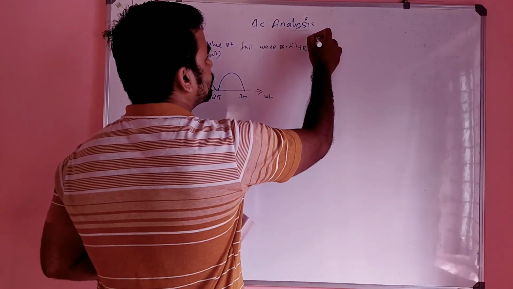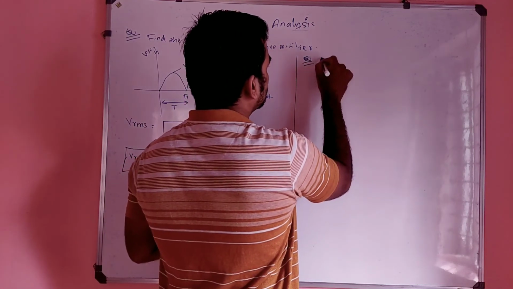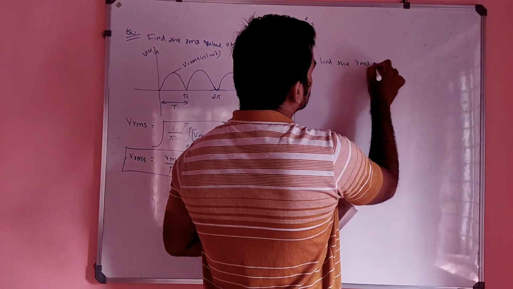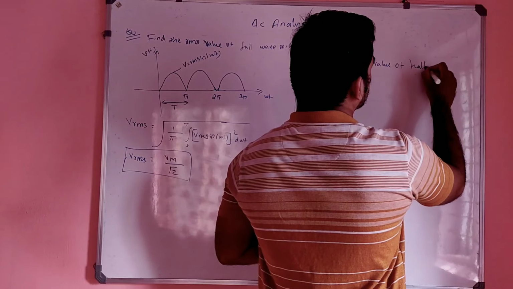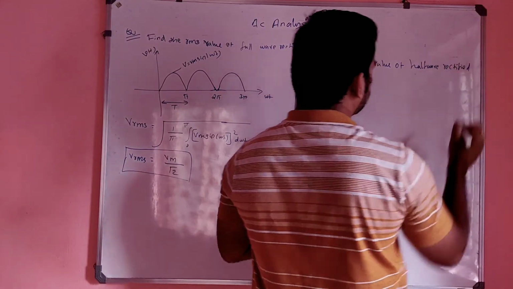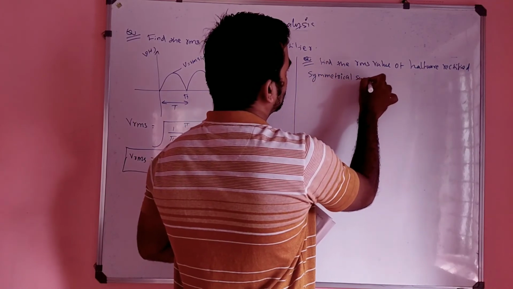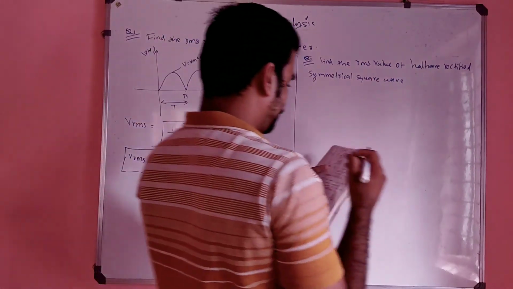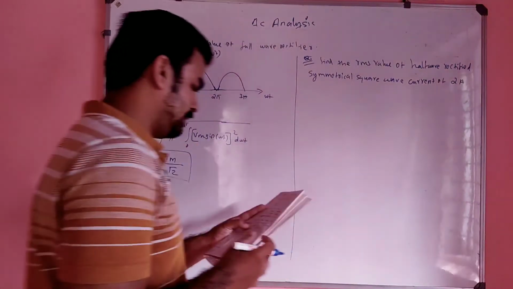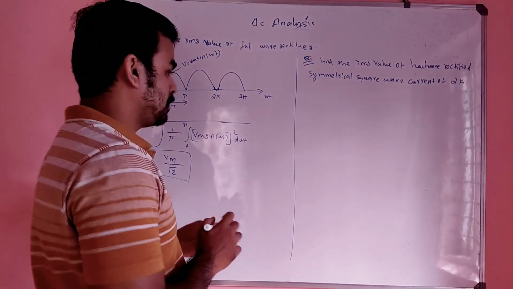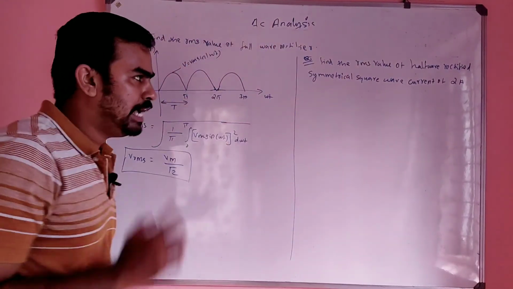Next question. Find the RMS value of a half wave rectified symmetrical square wave current of 2 ampere. This is the question.